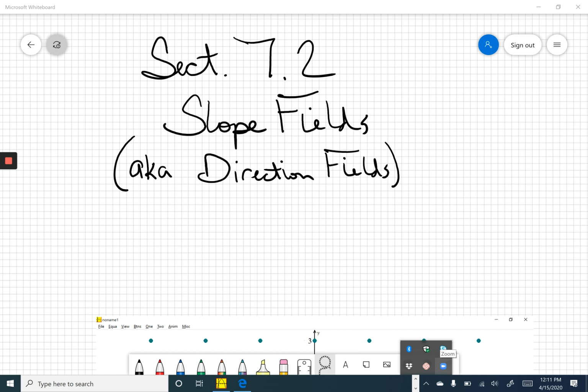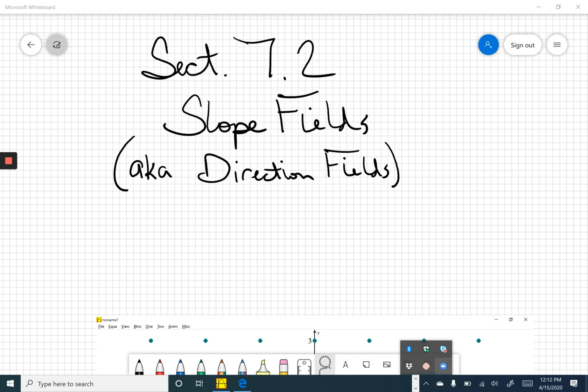Everyone. So we're in section 7.2, and for the AB class, we only need to know half of the content that's in section 7.2 from our textbook. And the half that we need to understand are the slope fields, also known as direction fields. And as I talked about in section 7.1, slope fields give us a way of identifying qualities of the solution curves to a differential equation based on properties from the differential equation itself.